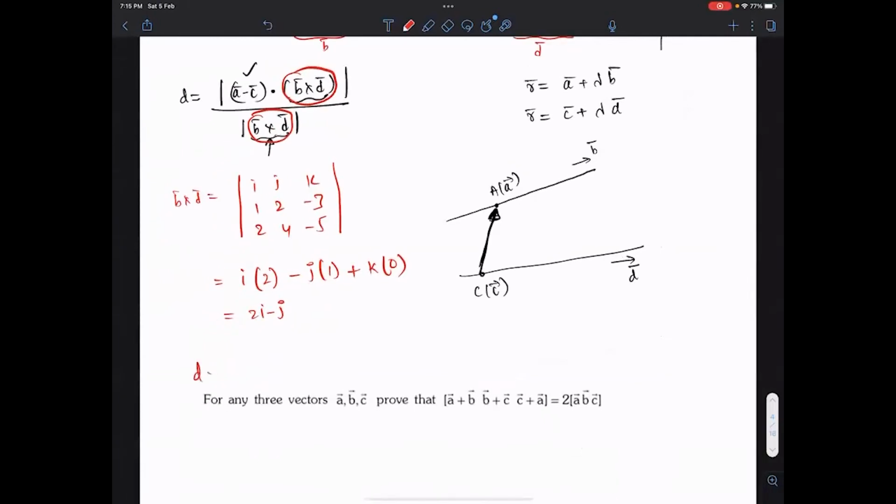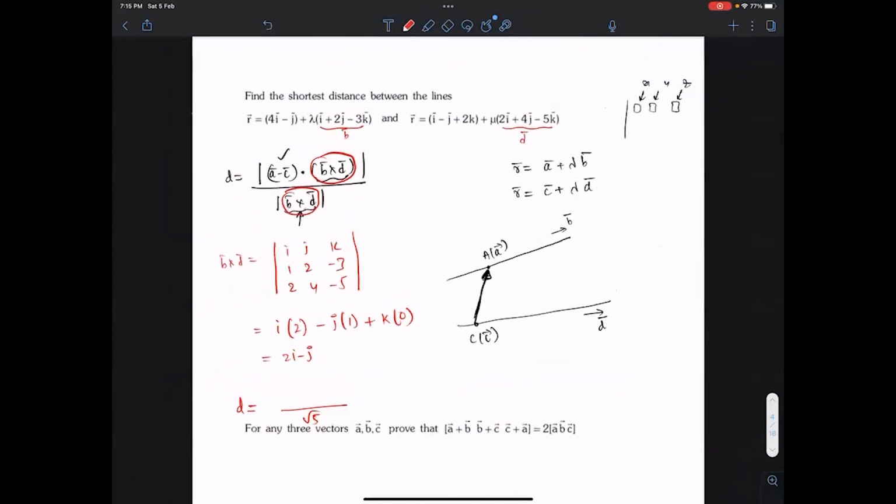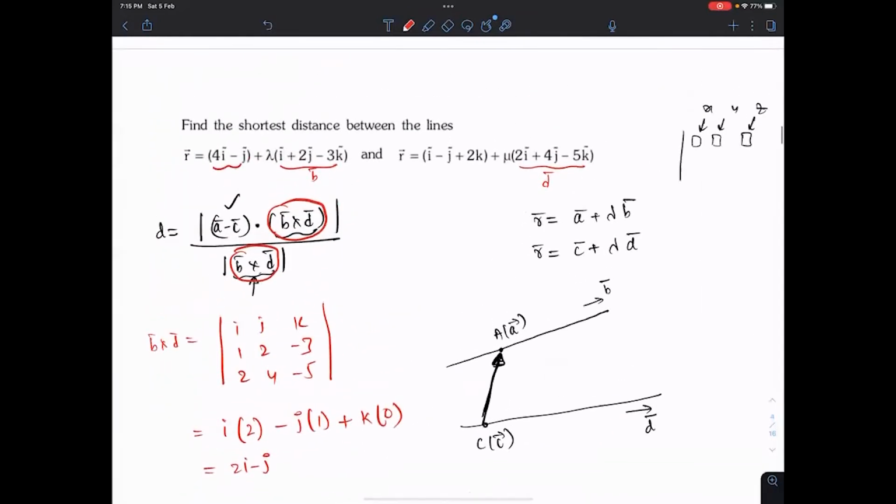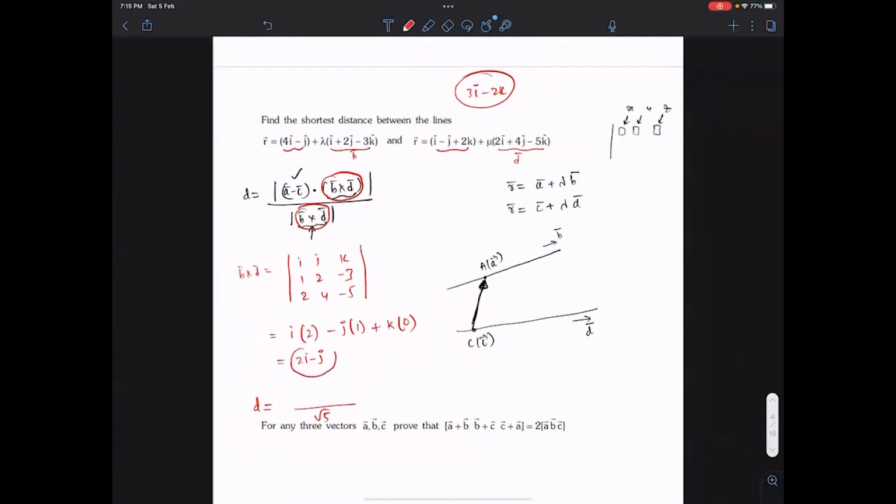So in my shortest distance, the denominator is already taken care of, root 5. The numerator is a bar minus c bar, which I have to do. So subtract these two. It will be 3i, j will get cancelled, minus 2k. This you need to do the dot product with this vector. If you do the dot product, you'll get 6. That's all. 6. K and j are not there. That's all. This will be the shortest distance between these two lines. Fine. Next.